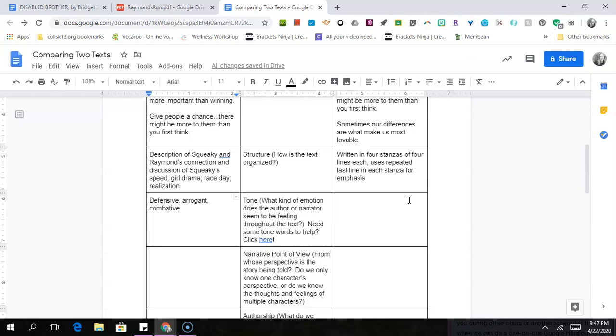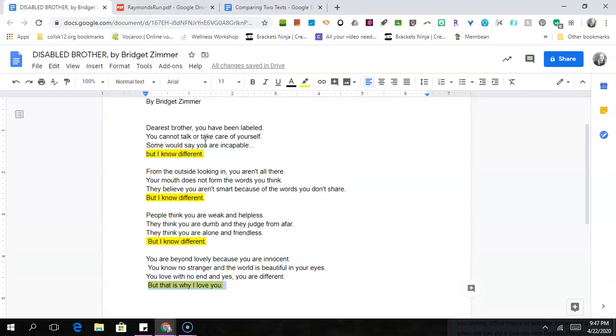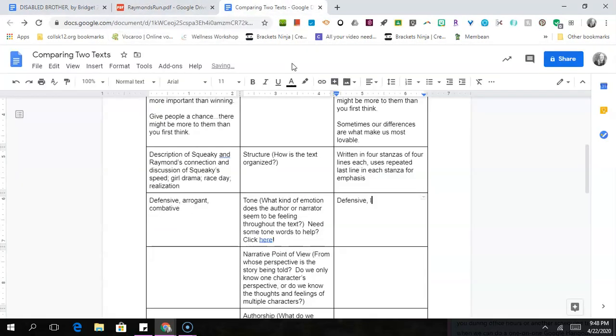And then the tone for the poem we could say is defensive, but I also sort of detect a certain level of lovingness in this poem that is more present. So she says, "I know different. I know different. That is why I love you." So this poem feels a little bit more emotional to me, a little bit more sentimental. So maybe we'll write loving. Maybe we'll even write sentimental.